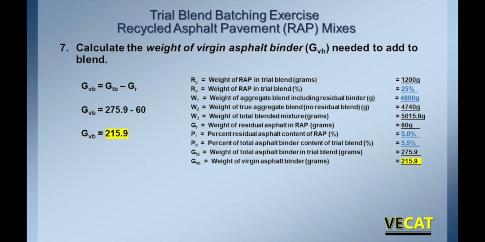But remember, this is total asphalt, so this number includes the residual asphalt that's in our wrap. So knowing that, we realize for batching, we have to figure out how much virgin liquid we add to this sample to get to our target. So knowing that 275.9 grams is our total asphalt, we still have to subtract out the residual liquid that's in the wrap to get to our virgin liquid that we're going to use for batching. So we take that 275.9 minus 60 grams of residual asphalt that's in our wrap, we come up with 215.9 grams of virgin asphalt binder.